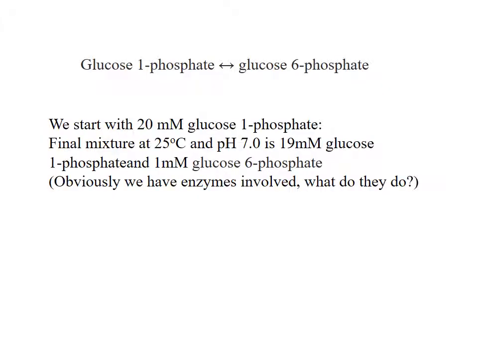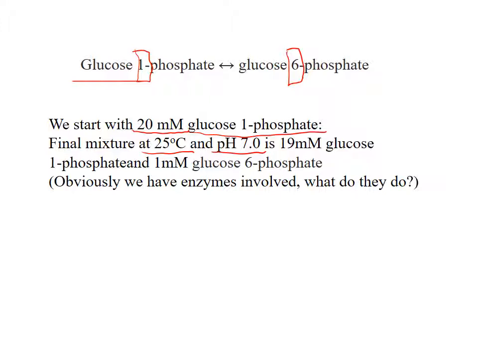So here is a quick demonstration of what's happening. Let's consider an equilibrium reaction between glucose 1-phosphate and glucose 6-phosphate. And I hope you remember that this 1 denotes which carbon the phosphate is added to in a sugar molecule. So let's assume that we start with 20 millimolar of glucose 1-phosphate, and a final mixture is at 25 degrees Celsius and pH of 7.